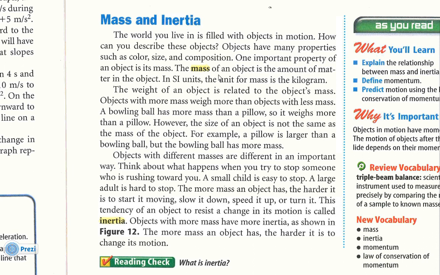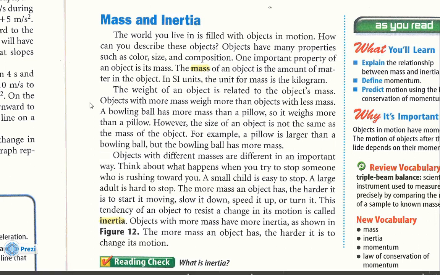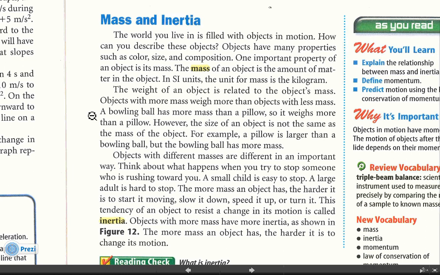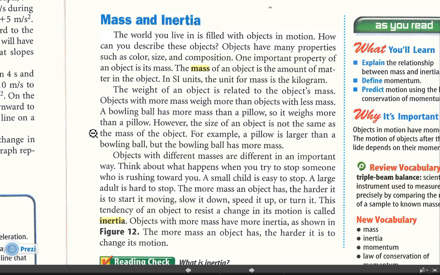All right. The weight of an object is related to the object's mass. Objects with more mass weigh more than objects with less mass. A bowling ball has more mass than a pillow, so it weighs more than a pillow. However, the size of an object is not the same as the mass of the object. For example, a pillow is larger than a bowling ball, but the bowling ball has more mass.